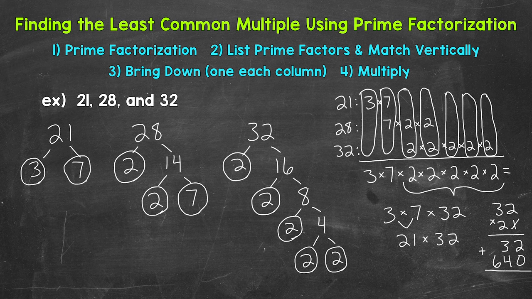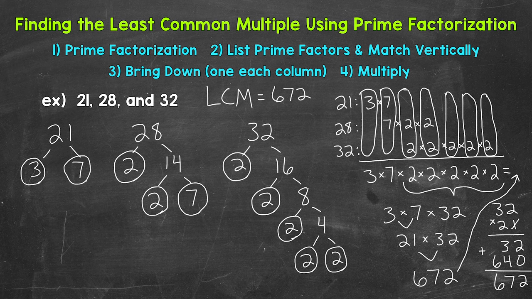Now we add. 32 plus 640. 2 plus 0 is 2. 3 plus 4 is 7, and then we have that 6. So 672. And that's our least common multiple. So I'll put an arrow there. So 3 times 7 times 2 times 2 times 2 times 2 times 2 equals 672. So the LCM, the least common multiple of 21, 28, and 32, is 672. So there you have it.